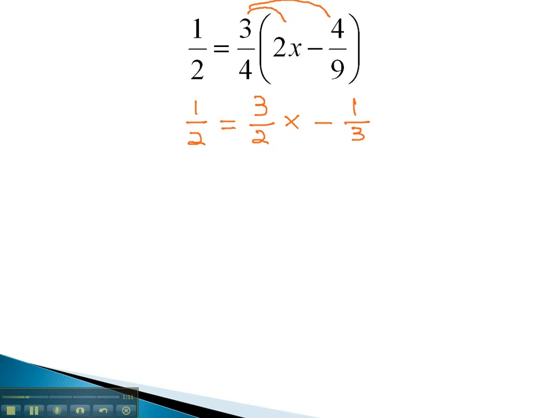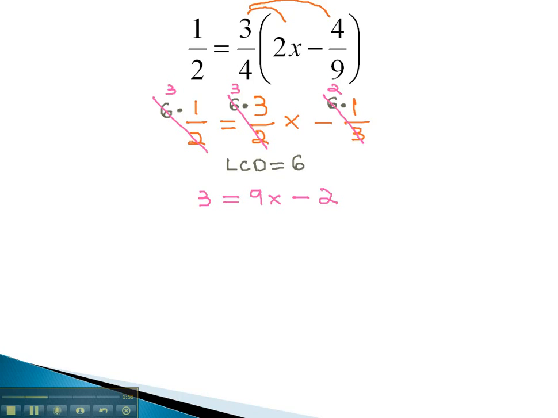Now I'm ready to find the least common denominator and clear the fractions. The least common denominator of 2 and 3 is 6. So we will multiply each term by 6 on both sides. As we do that, the 6/2 reduces to 3. Again, on the second fraction, 6/2 reduces to 3. On the third fraction, 6/3 reduces to 2, and we can multiply to find our resulting equation. We end up with 3 equals 3 times 3x, or 9x, minus 2 times 1, which is 2.